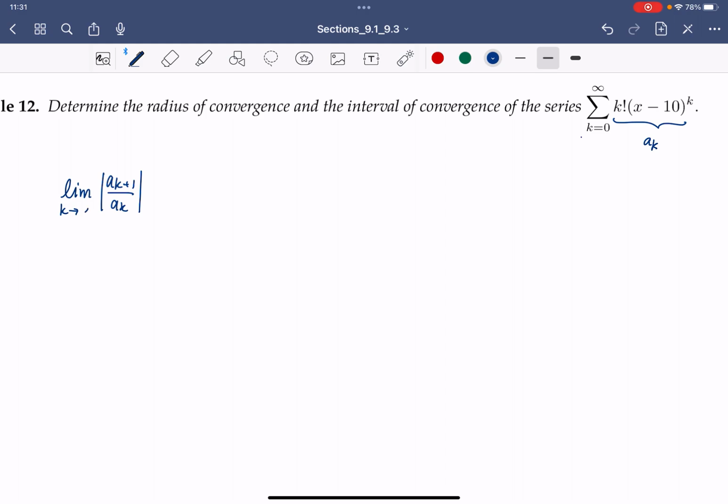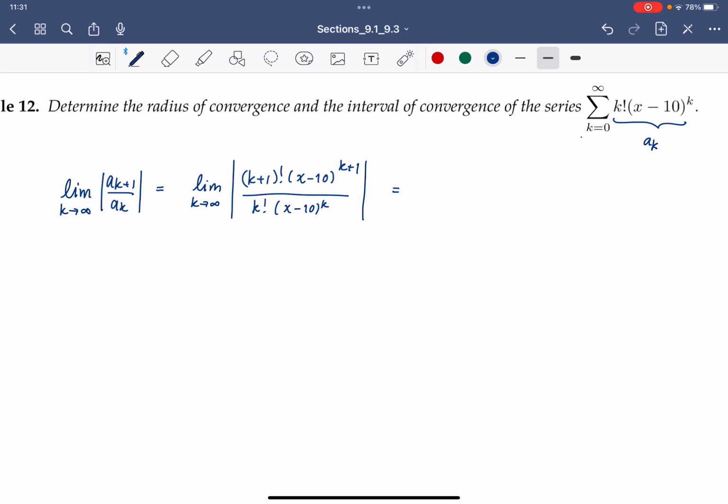Once you do that, you can see the pattern is going to be the same for every question. But this time you're going to have (k+1) factorial times (x minus 10) to the k+1. This is a subscript k+1, and a subscript k is going to be in the bottom. You don't have to flip this time. Super easy, because k+1 and k are going to cancel.